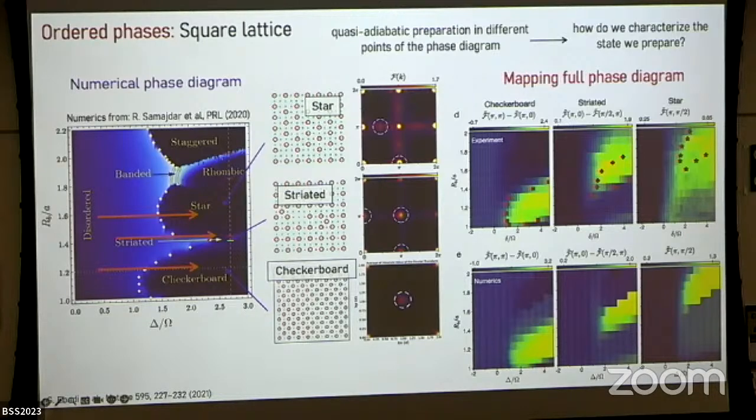So this is more or less it. I just wanted to show you a little bit what are the tools that we can use to probe this type of ordered phases, where basically what you're trying to define is an order parameter that you can measure from your measurements in the Z basis. Okay, so this is what we did here.